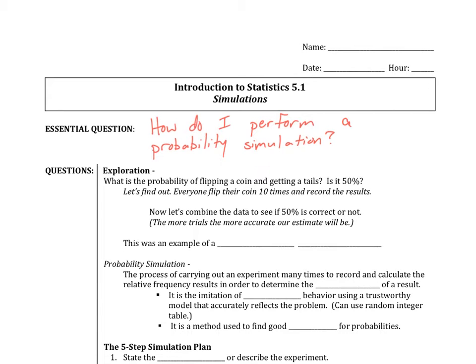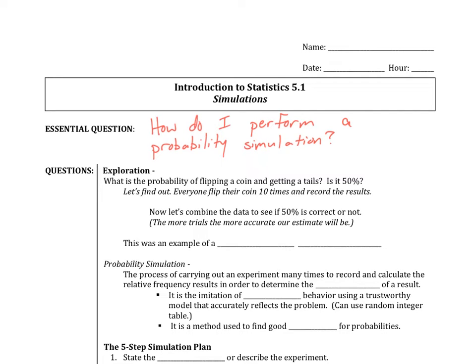What is the probability of flipping a coin and getting tails? Is it 50%? Let's find out. Everyone flip their coin 10 times and record the results. So if we were in class right now, we'd all have a coin and we'd flip it 10 times and we'd see what we get. It should be about 50%, but I bet that most of us do not get 5 heads and 5 tails.